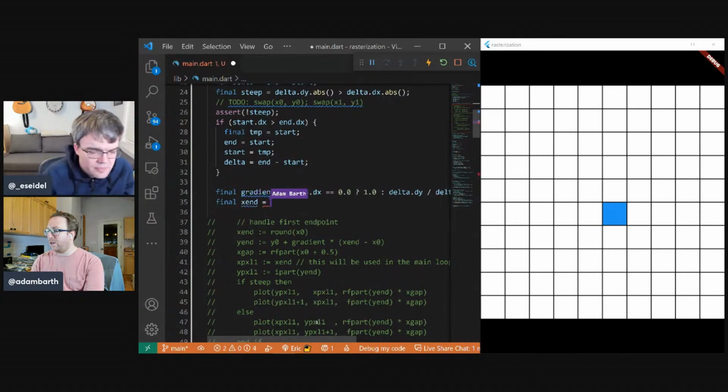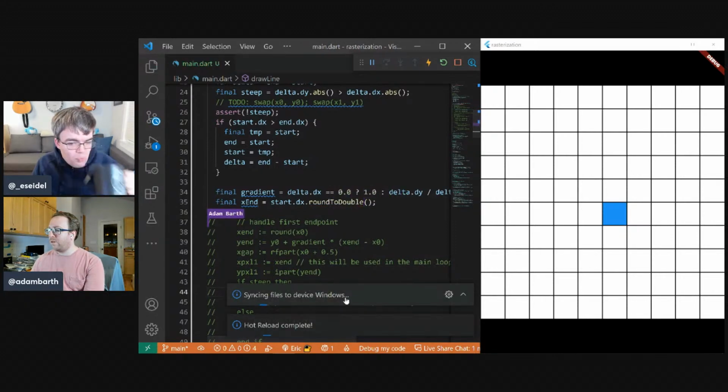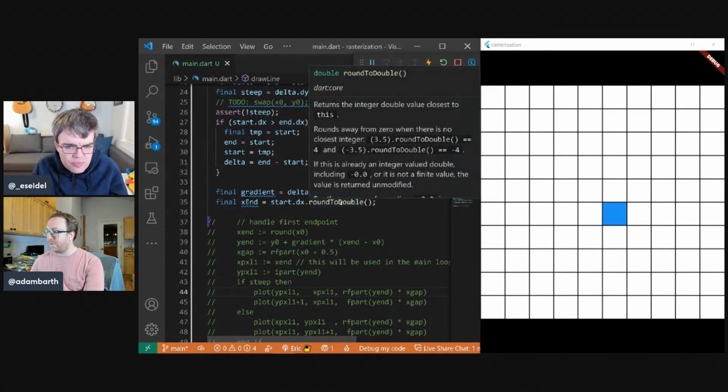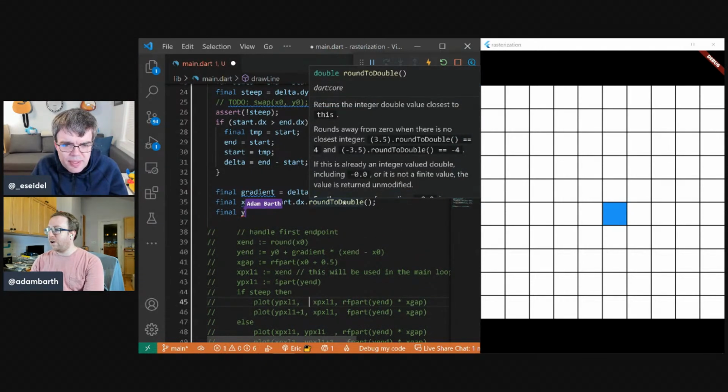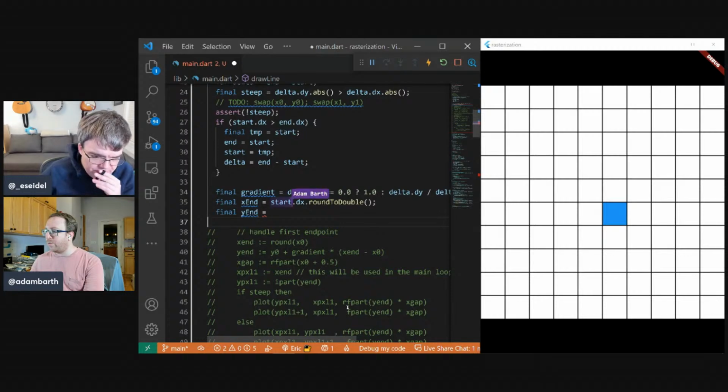Okay, final x end equals start dx. It would be x end. Double. We want to keep with doubles. Does round not round double? Well, round will give you an integer. Now here's the thing we talked about before. We reprojected the y. Start.dy plus gradient times x end minus start.dx. Okay.